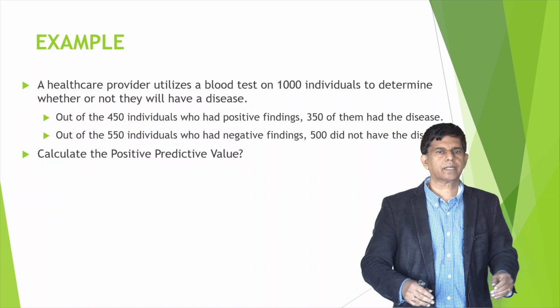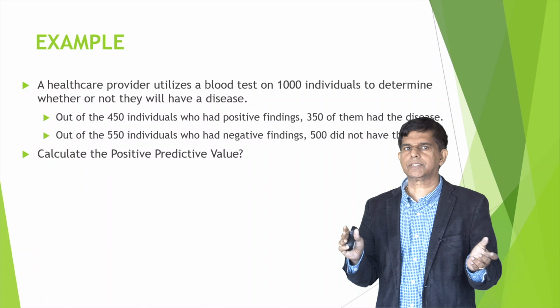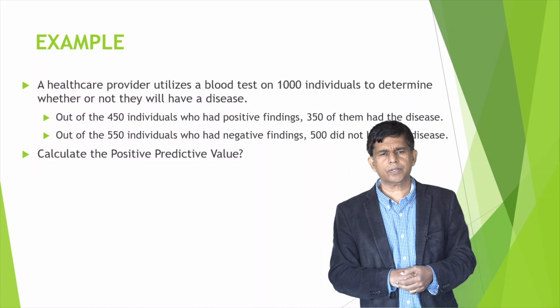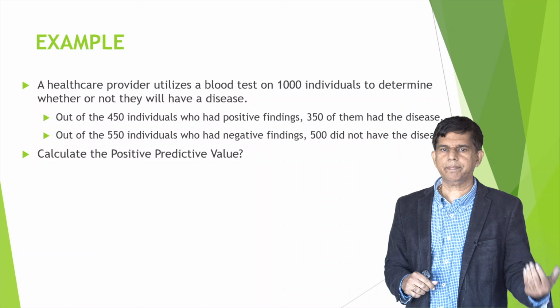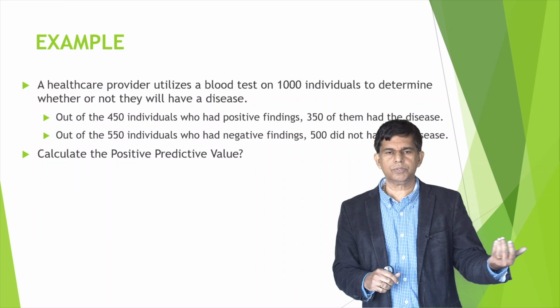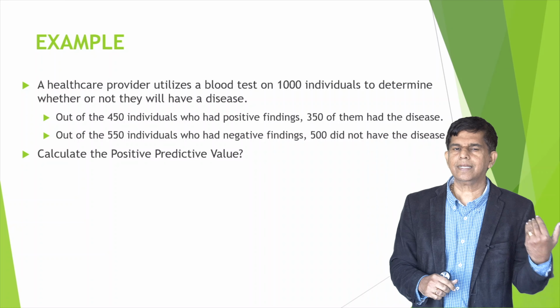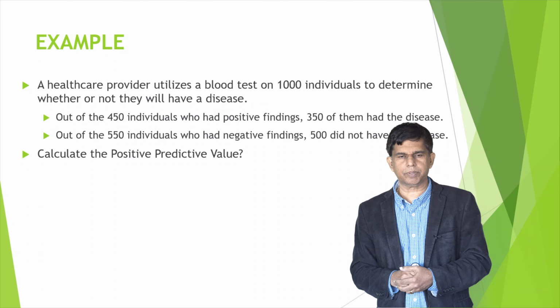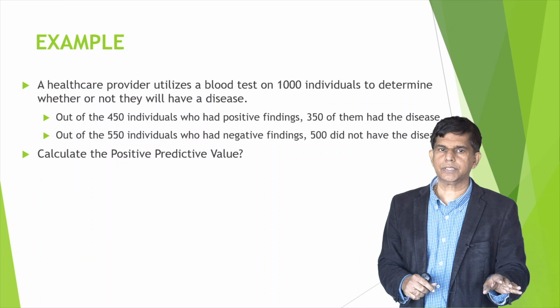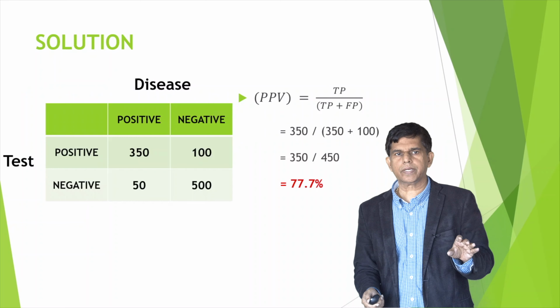A healthcare provider utilizes a blood test on 1,000 individuals to determine whether or not they have a disease. Out of this, 450 individuals had a positive finding, and 350 of them had the disease. Out of the 550 individuals who had a negative finding, 500 did not have the disease. Calculate the positive predictive value. Please pause the presentation, do the calculation, okay? Now, let's look at our solution.